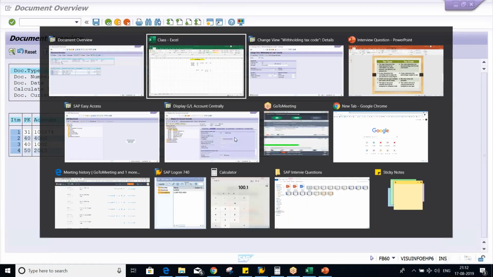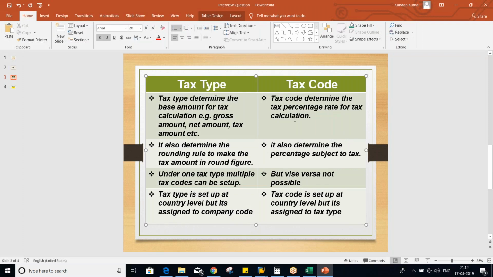So the second important thing I have specified is that the tax code also determines the percentage subject to tax, in the sense of what percentage of your base amount is subject to tax is also going to be determined by the tax code. Okay, and your tax type, I specified that it's going to determine the rounding rule. Rounding rule in the sense that whatever the tax amount is, the system is going to make it a round figure.